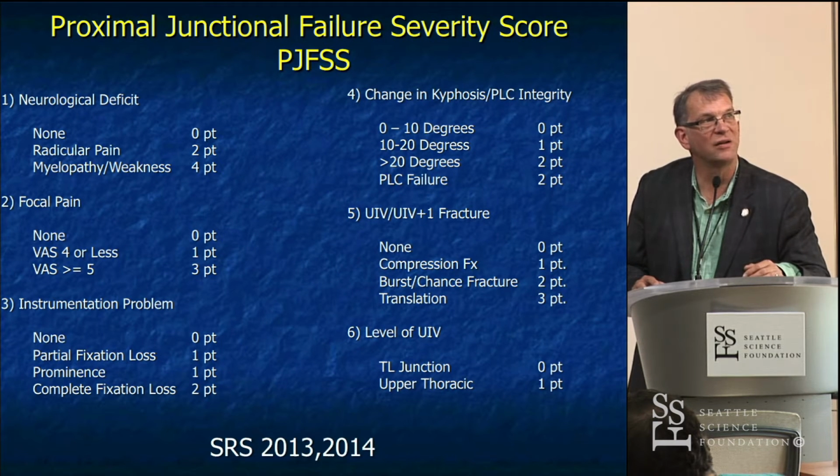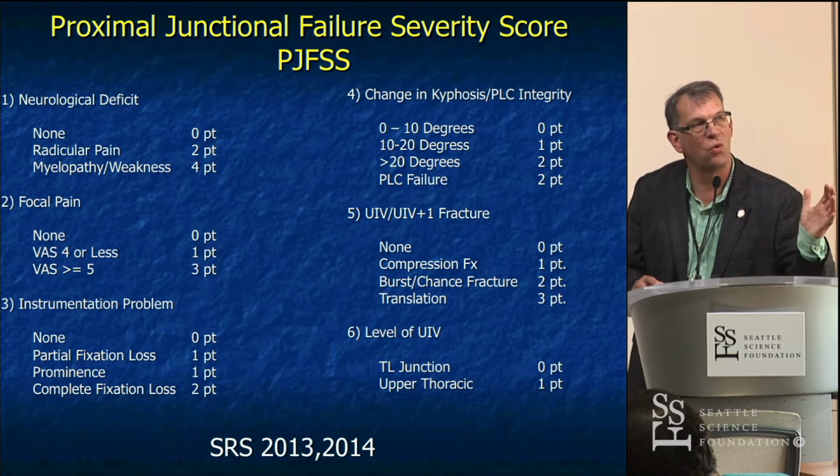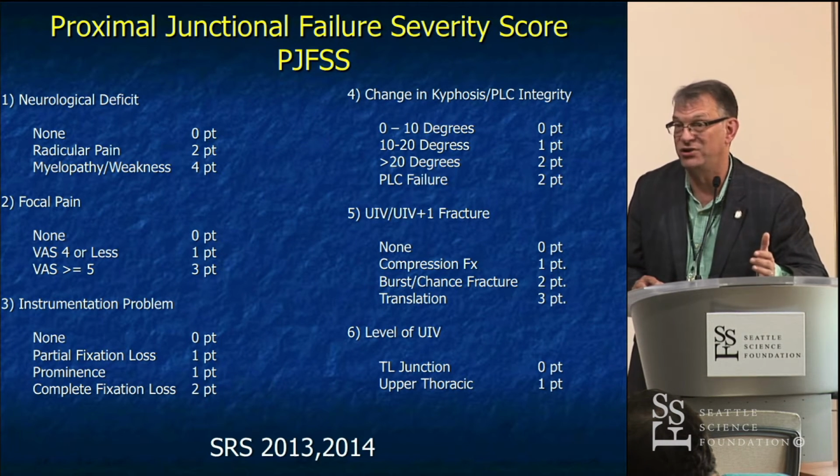So we developed a proximal junctional failure severity score within the ISSG, and this has been validated now by Chris Ames and Cal Kabesh, showing that revision rates correlate with higher scores. And we kind of borrowed heavily from the TLICS classification that developed out of the spine trauma study group several years back, which really creates a scale rather than a classification, let's say.